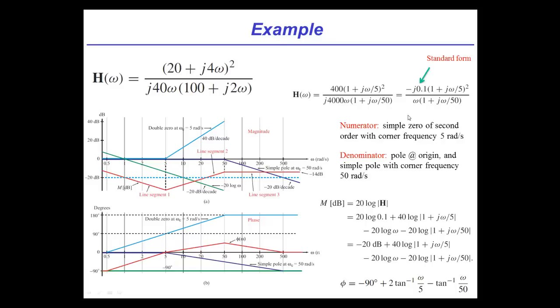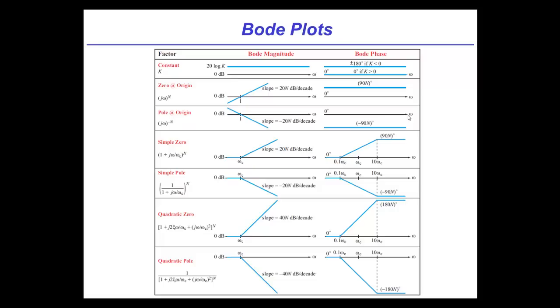Pole at the origin. Let's go ahead and look at how we deal with a pole at the origin. It's actually pretty easy to deal with. It's a line. So the pole is j omega to the minus n, so it's going to have a j omega in the denominator. And what it should do is drop at 20 times n dB per decade and go through 0 dB at an omega of 1.